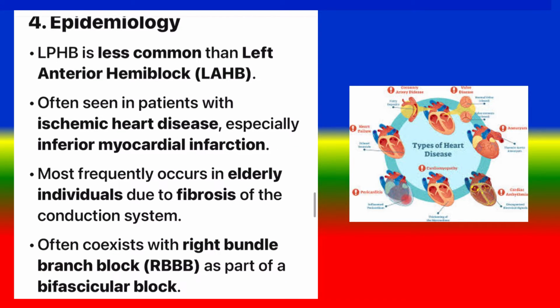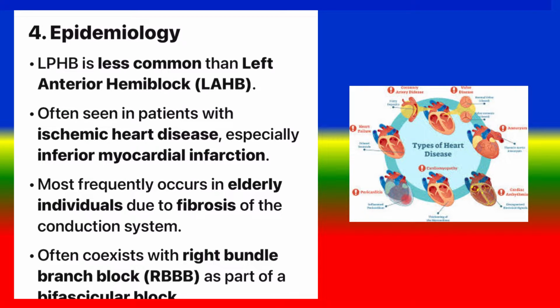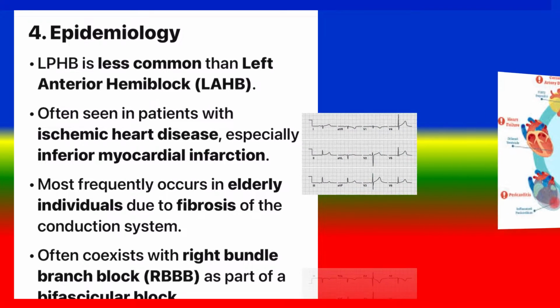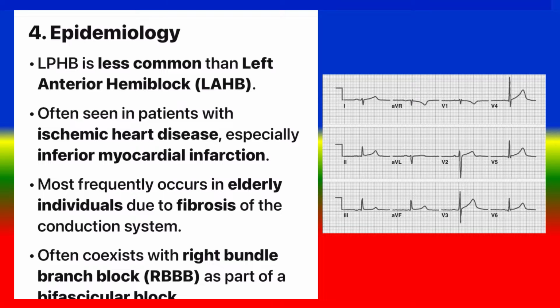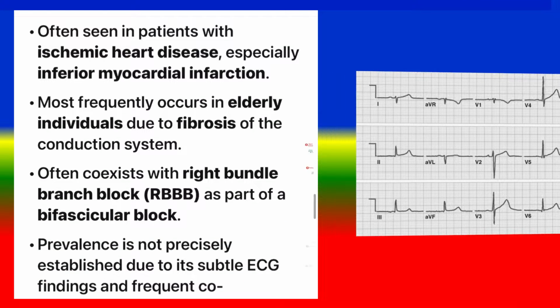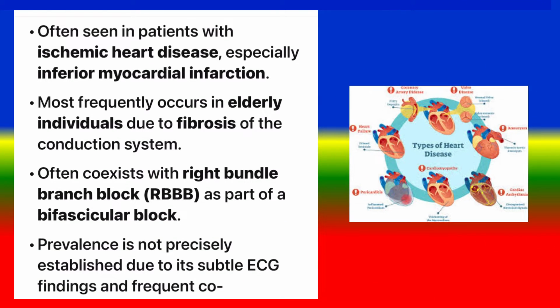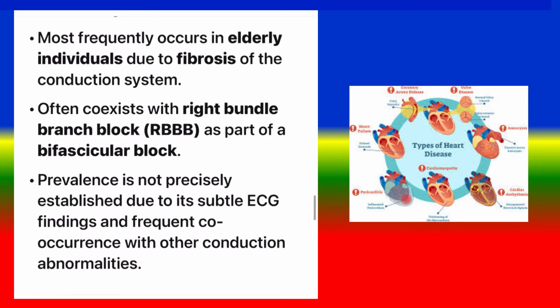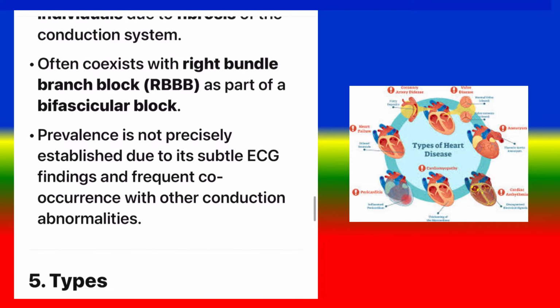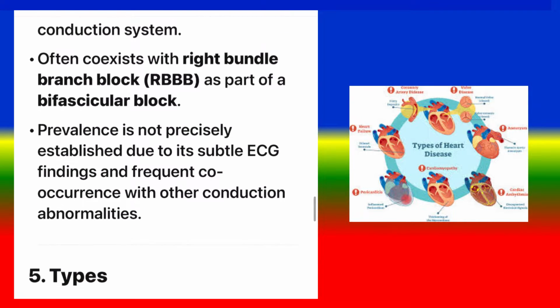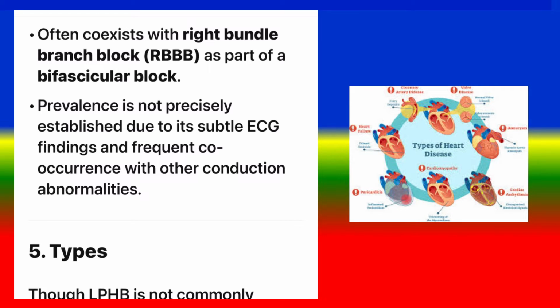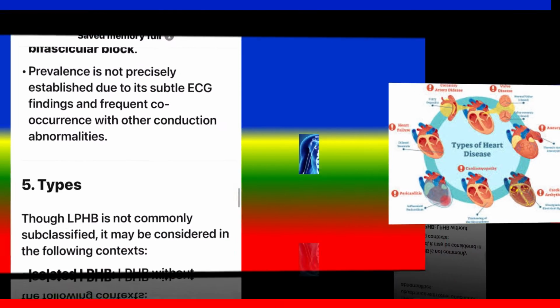4. Epidemiology. LPHB is less common than left anterior hemiblock, LAHB, often seen in patients with ischemic heart disease, especially inferior myocardial infarction. Most frequently occurs in elderly individuals due to fibrosis of the conduction system. Often coexists with right bundle branch block, RBBB, as part of a bifascicular block. Prevalence is not precisely established due to its subtle ECG findings and frequent co-occurrence with other conduction abnormalities.